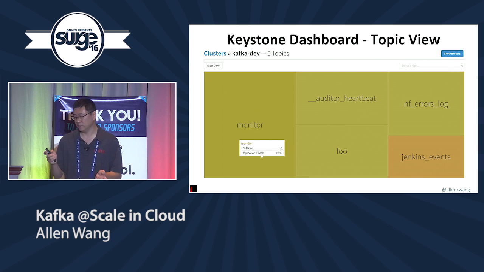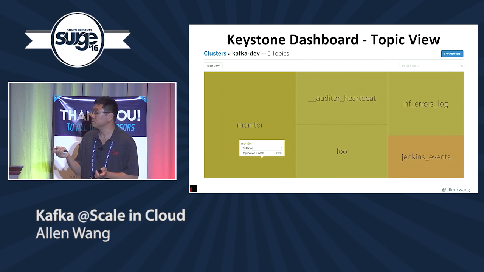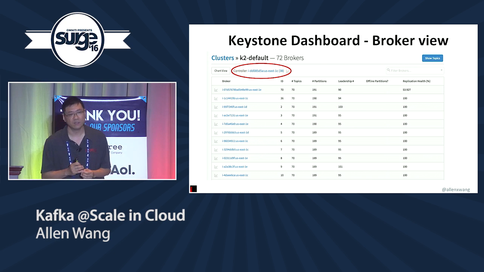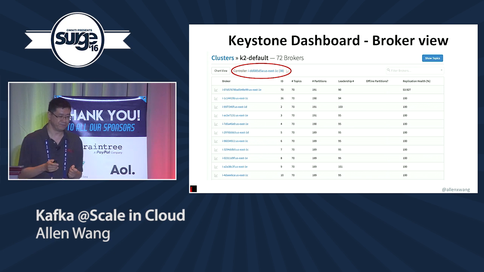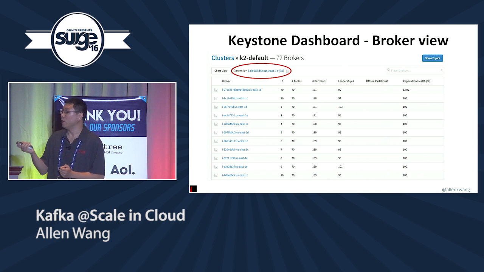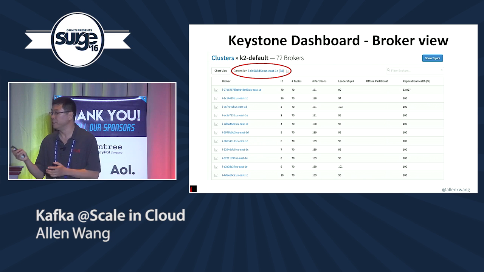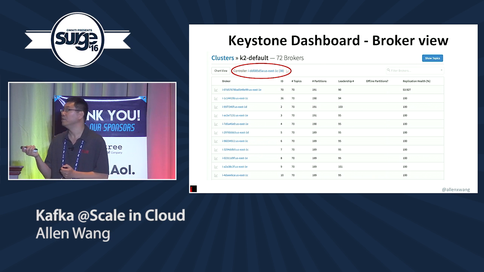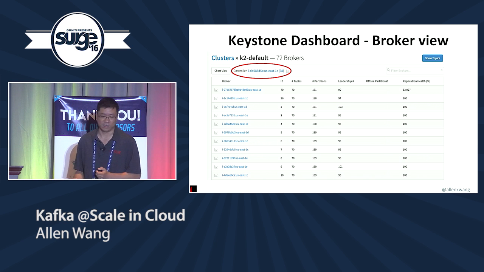Here I'm showing the chart view of all the topics inside a cluster. And this is a table view of all the brokers in the cluster. The columns of the table are all sortable, and the information in the table is searchable. And you can also conveniently find the controller of the cluster on the top.